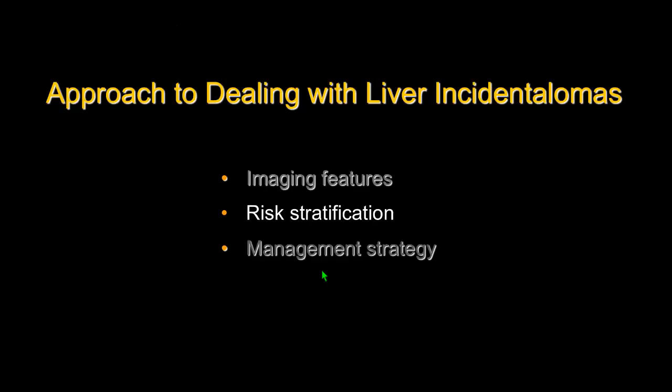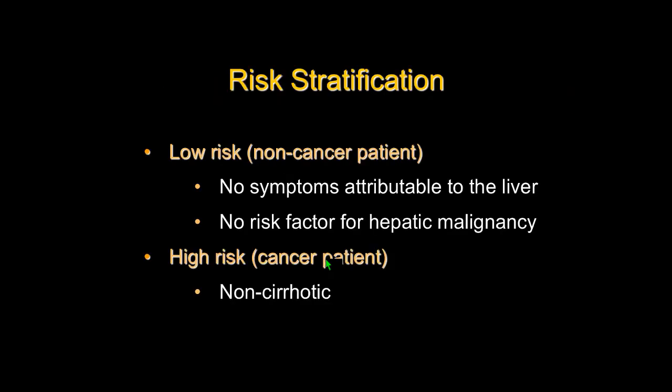Now, with regard to risk stratification, I think an easy way of dealing with this is simply to categorize patients into two risk groups, a low-risk group and a high-risk group. The low-risk group is simply patients who don't have a known malignancy. But in addition, I think we should specify that these patients should have no symptoms attributable to the liver and should have no risk factors for hepatic malignancy. The high-risk group is simply the cancer population, patients who have a known extrahepatic malignancy. But I would specify also that we should exclude patients with cirrhosis.